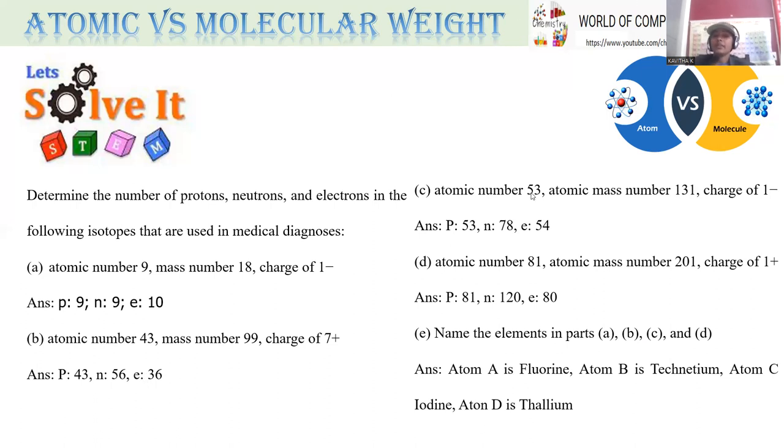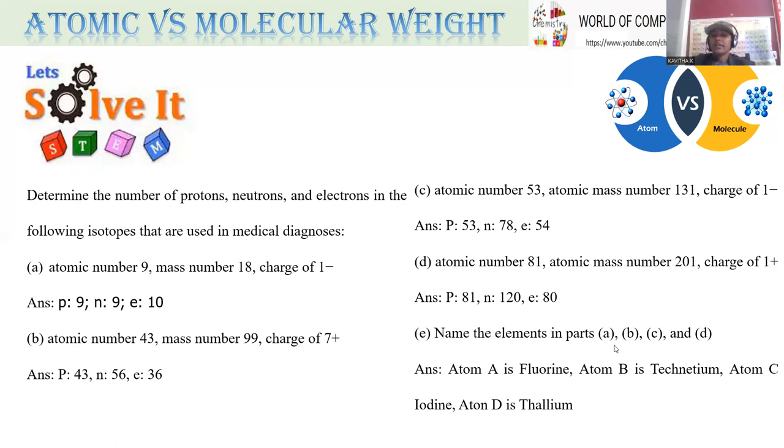Move on to another. Atomic number is 53. Protons are 53. Atomic mass is 131. 131 minus 53 will be 78. Now, charge will be -1, which means one electron should be added. 53 plus 1 will be 54. So protons are 53, neutrons are 78, electrons are 54. And the next problem, atomic number is 81. Exactly the same way, protons are 81. Mass number is 201. 201 minus 81 means neutrons are 120. Then charge will be plus 1, which means loss of one electron. So 81 minus 1, 80 it will be.